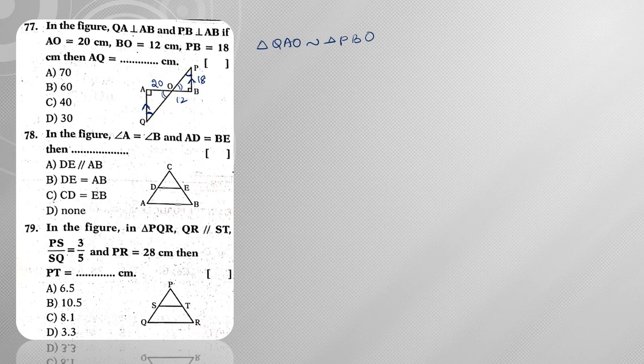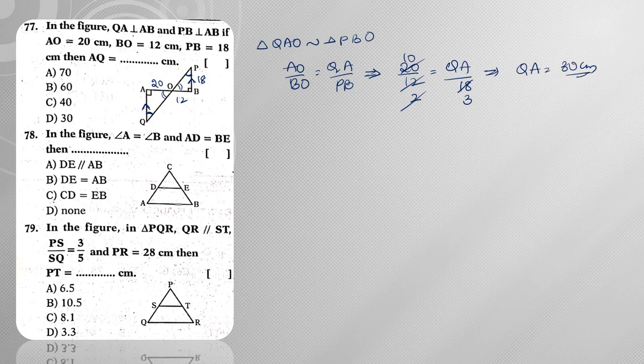When these two triangles are similar, directly we can go with AO by BO is equal to, since I need the QA value, QA by PB. Now substituting the values, AO is 20 by BO is 12, which is equal to QA, which we don't know, by PB, which is 18. Now in 6 tables, 6 twos are 12, 6 threes are 18, and in 2 tables, this goes 10 times. When I do cross multiplication, QA is equal to 30 centimeters. Hence QA is 30 centimeters.